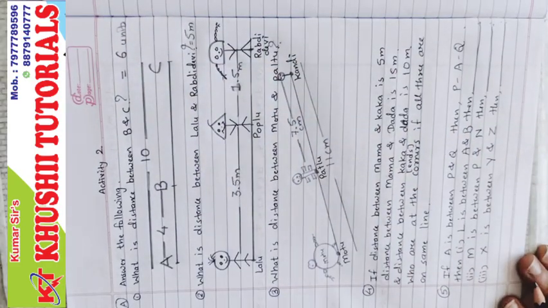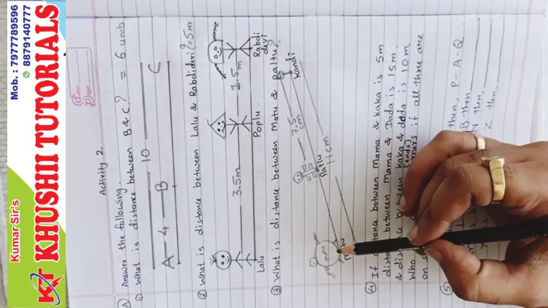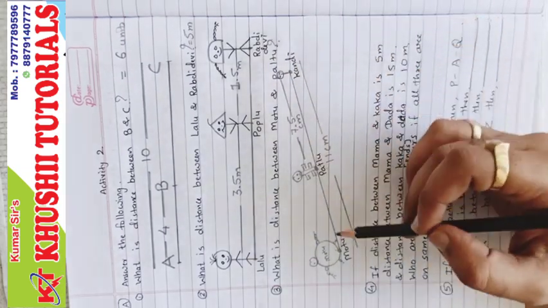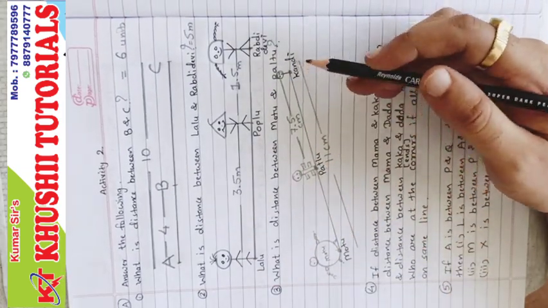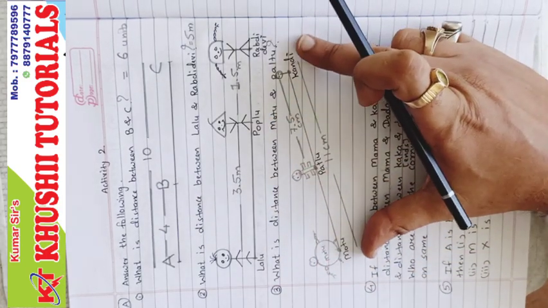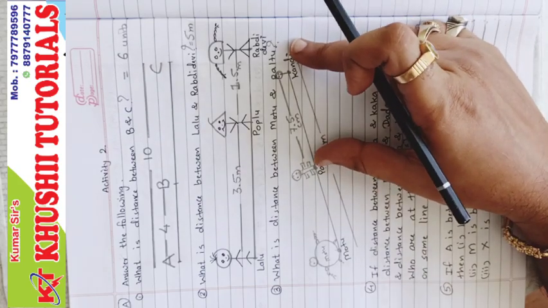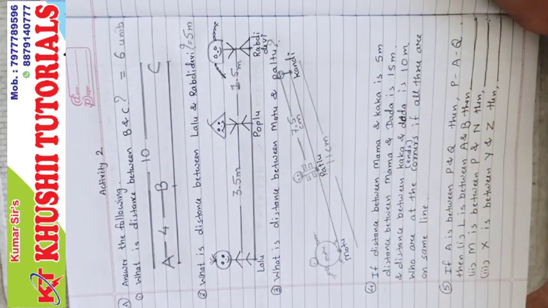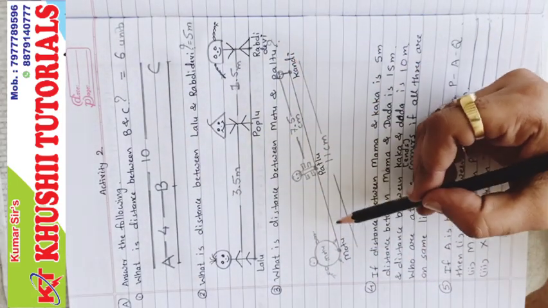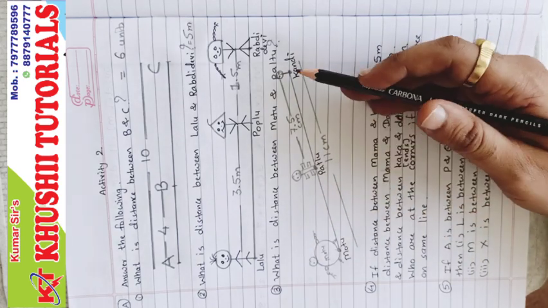The next one: what is the distance between Motu and Patlu? This is Motu, this is Patlu, and this is Kandi. The distance between Motu and Kandi is given as 11, and between Patlu and Kandi it is 7.5. Though they are slanted, they are still in a straight line. You can see Motu, Patlu and Kandi are collinear.